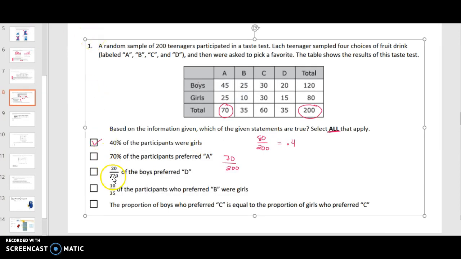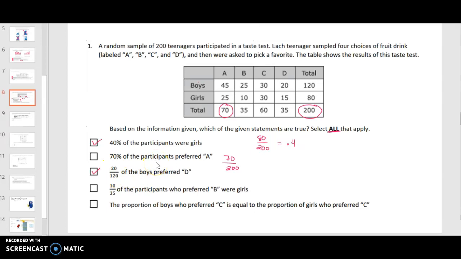20 out of 120 of the boys preferred D. So we're just looking at the boy column. 20 of them did prefer D, and in total there were 120 boys that were part of the taste test. That is true. So that one's going to work.